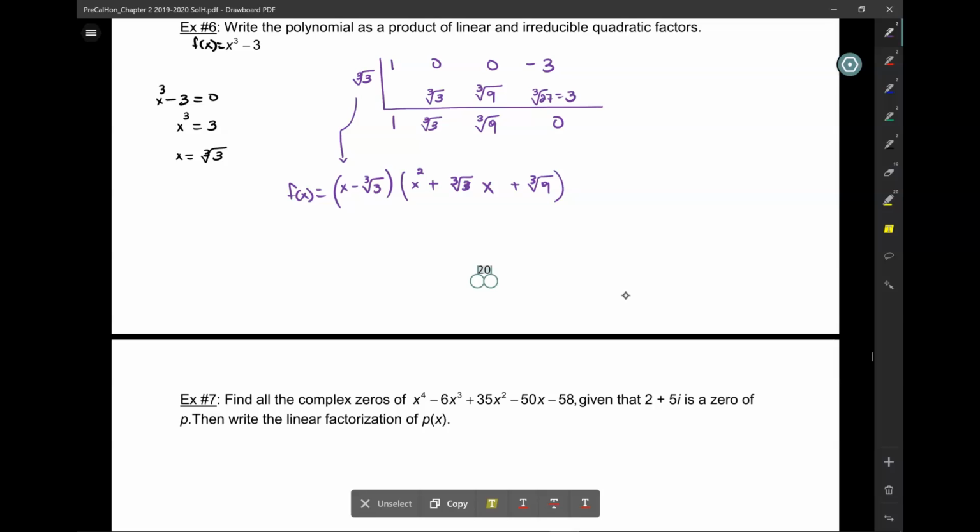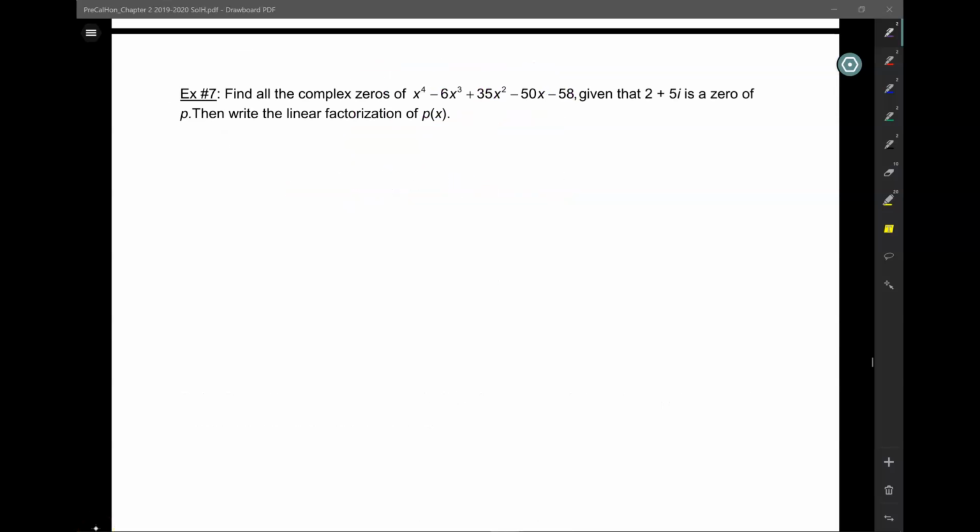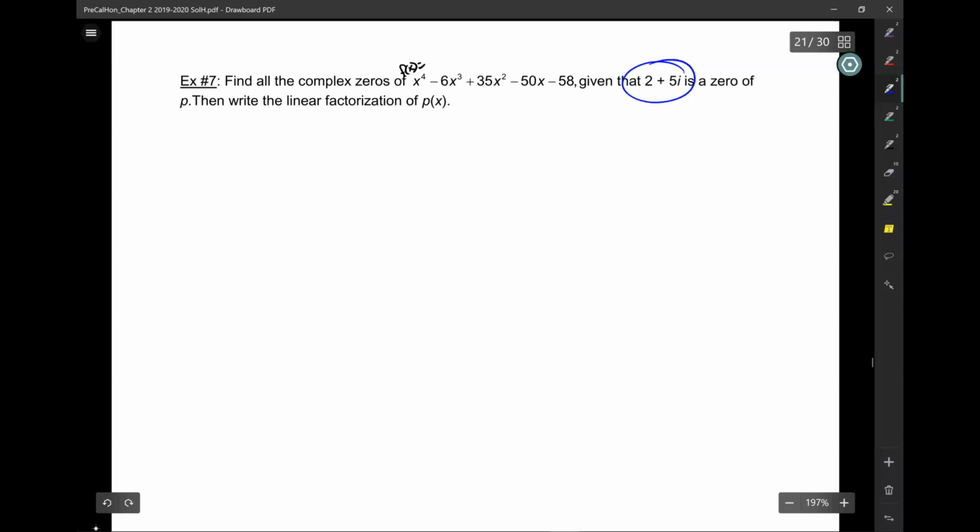Last but not least. All right. So this next one, you have to find all the complex zeros of f of x equals this, given that 2 plus 5i is a zero. So I've given you one zero. You have to find the rest. How many more are there? There are 3 more for a total of 4. So if that's a zero, what else is a zero?